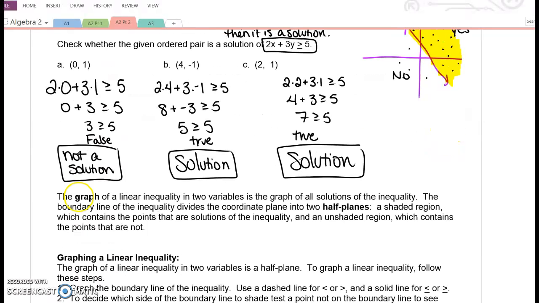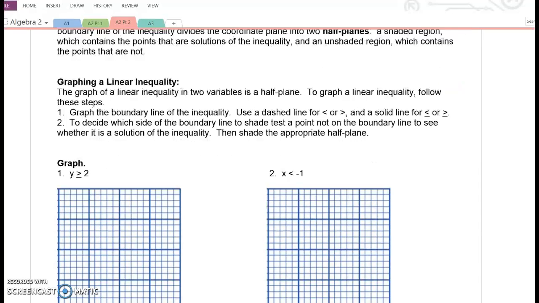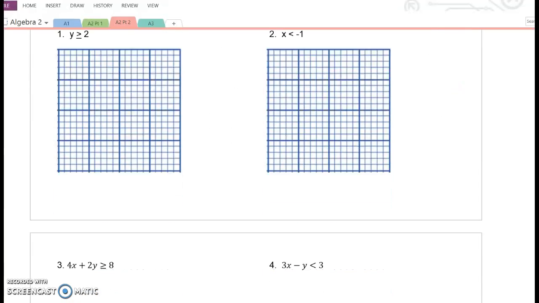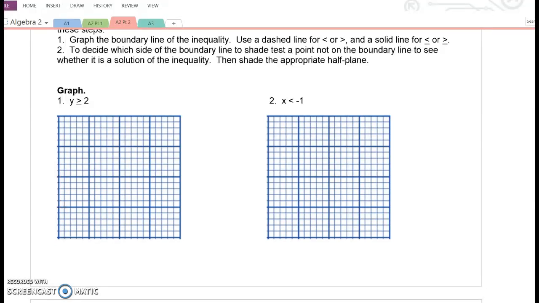In your notes, this paragraph basically explains what I said in this picture. So the shaded stuff is the solutions. Any point in the shaded region is a solution. Any point not in the shaded region is not a solution. There's steps down here for graphing a linear inequality, but let's just dive right in and do it.